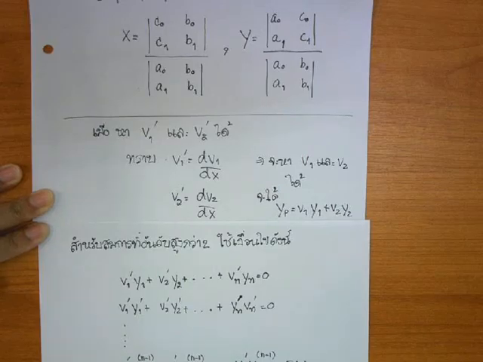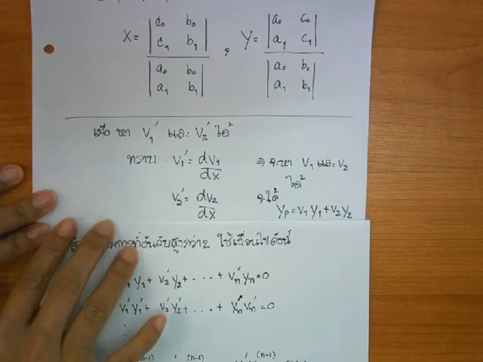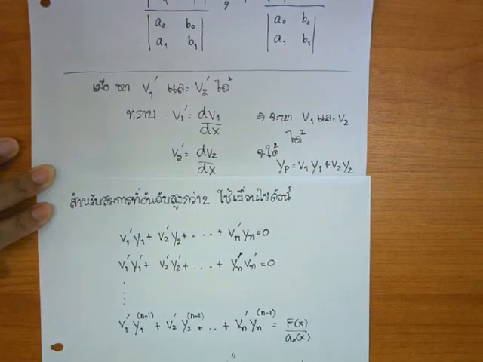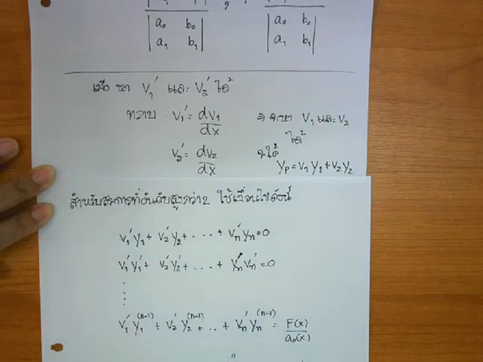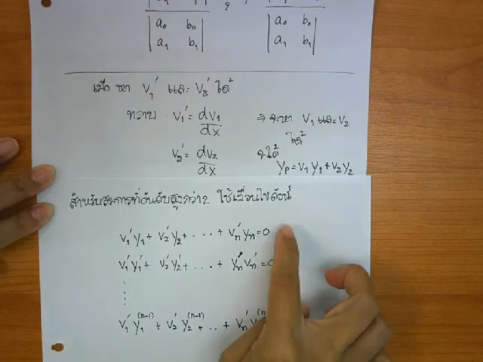But what if we have a higher order differential equation, not second order? What do we do? They said that we have the setup of the condition like this. If you take a look at the equations in here, you would find that only the last equation is equal to f(x) divided by a0(x). The rest of the equations would be equal to 0.